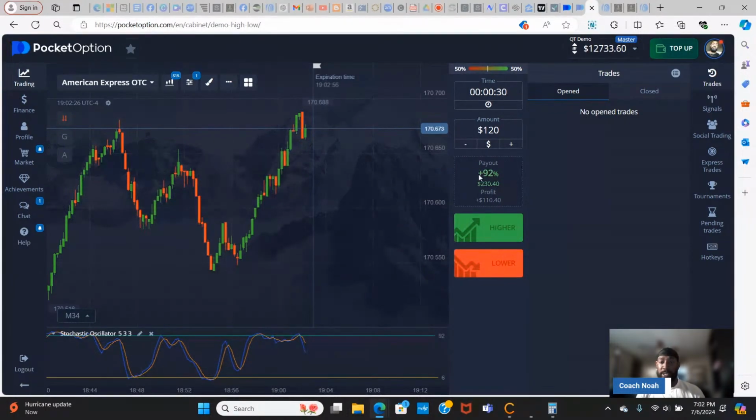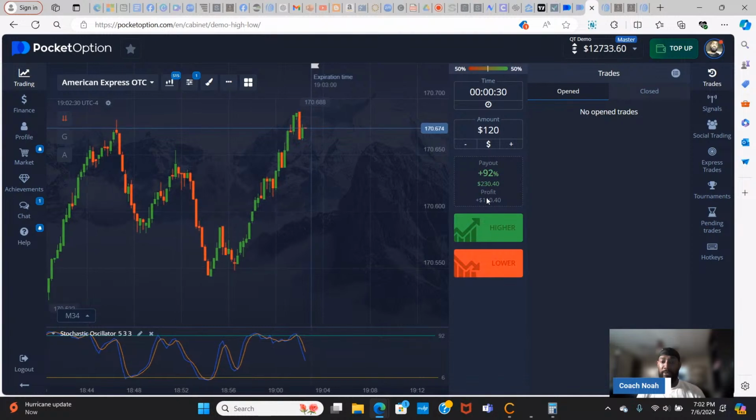Okay, so this is your payout. It's going to give you your payout, how much your total profit will be, and how much the profit on the trade will be. This green button is when we get in for a buy. If we think price is going to go up, we'll press this green button. If we think it's going to go down, we'll press this red button.